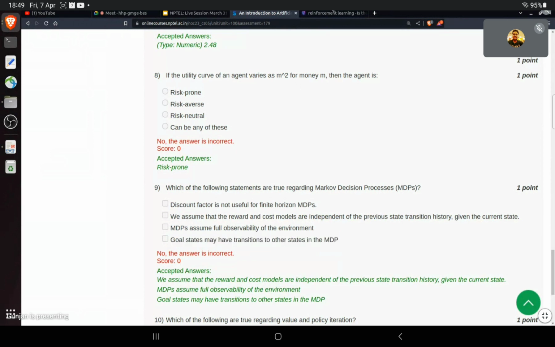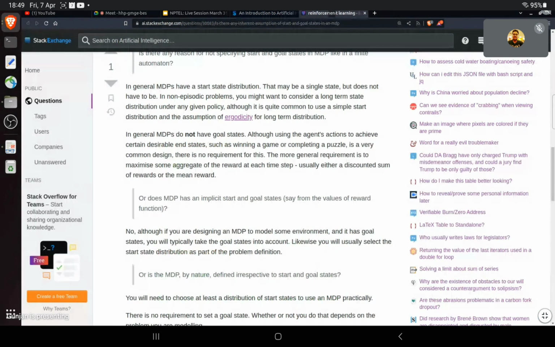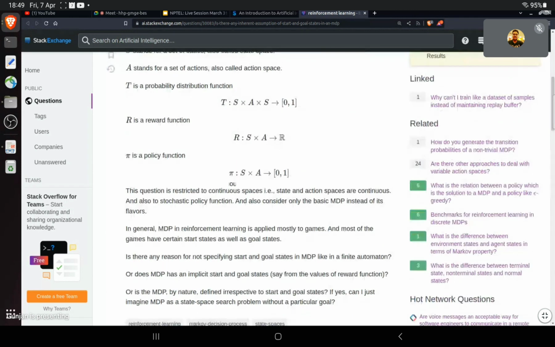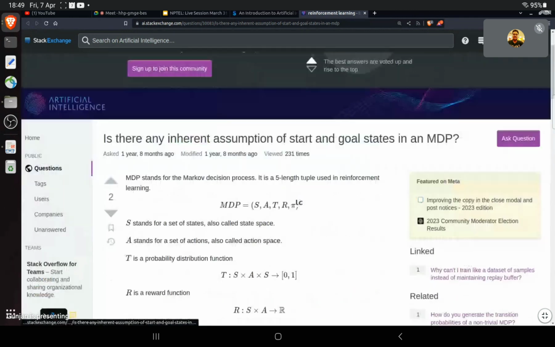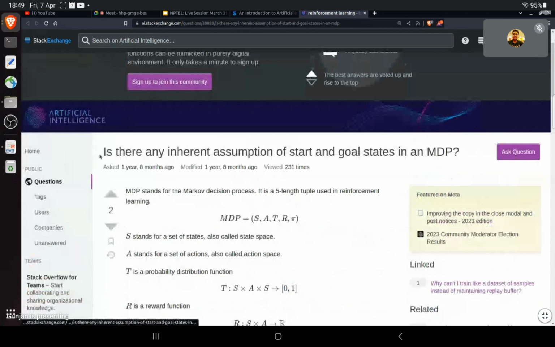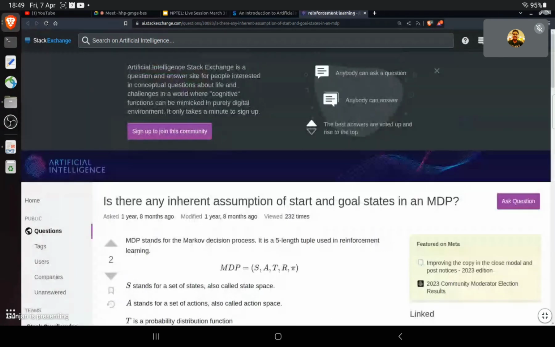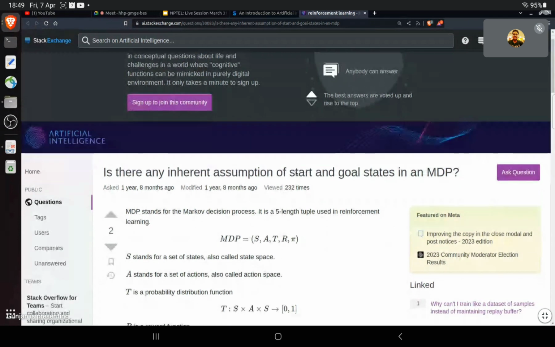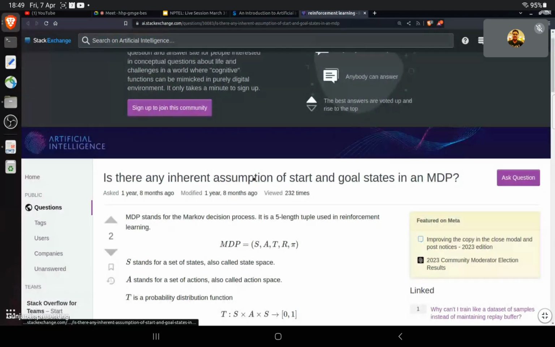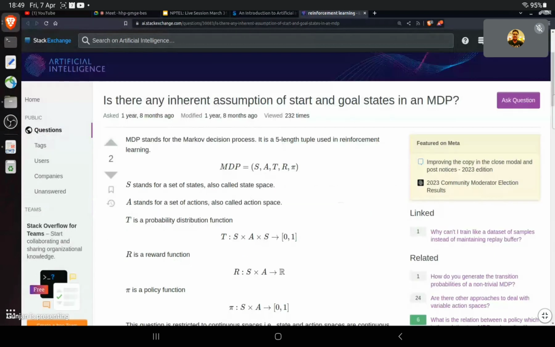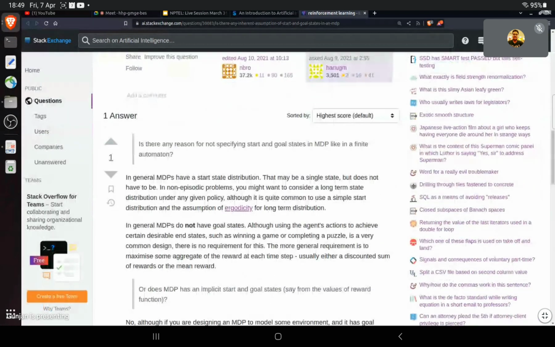If it is true that MDPs do not have any goal states, then what is the meaning of option D? No, this is not saying search for goal state in MDPs. The question is: is there any inherent assumption of start and goal states in an MDP? The question is not about the reward or whether goal states have any start state or end state. They're just discussing MDPs in general.